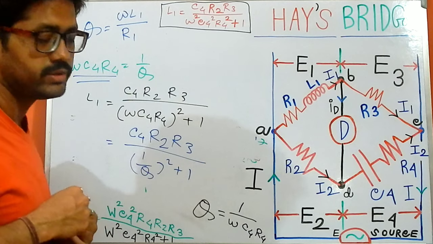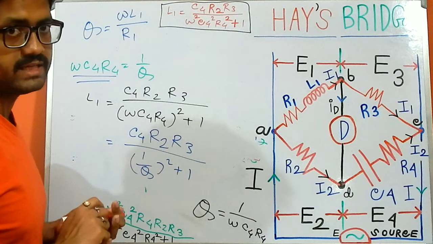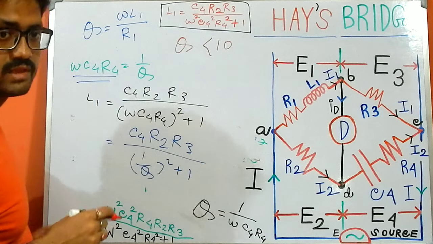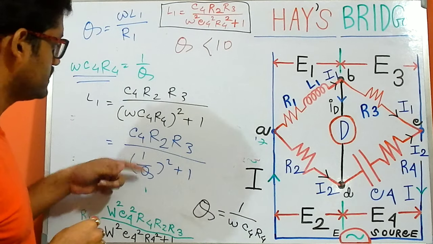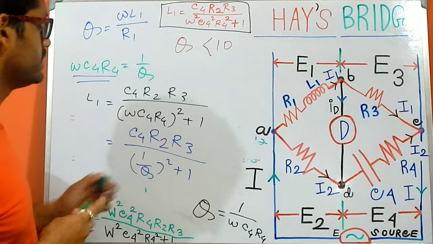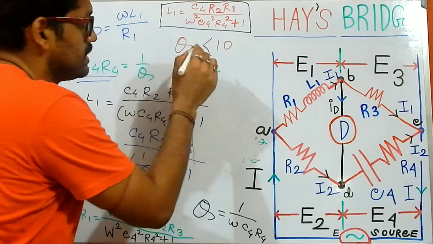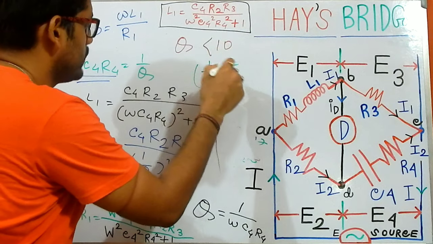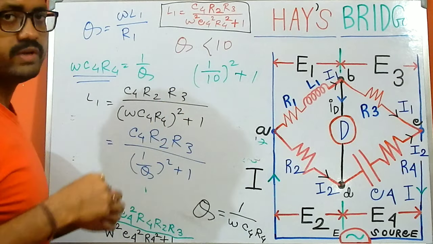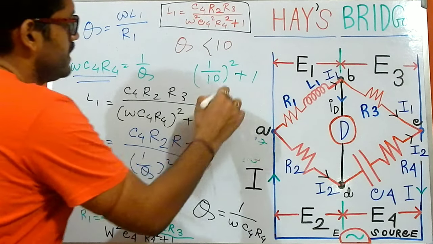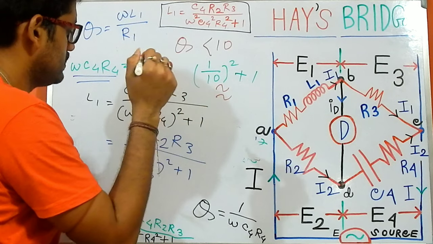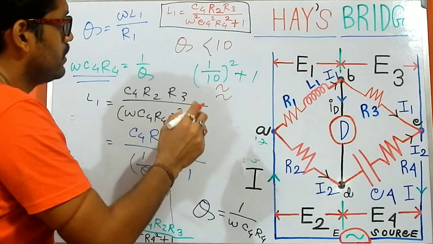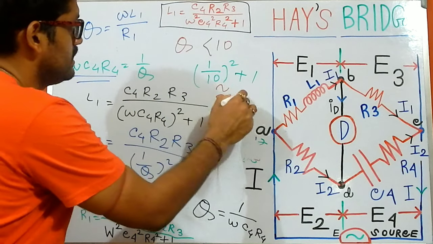And this bridge is very suitable for a Q factor greater than 10. So Q factor greater than 10. If I put this expression over here, just consider the denominator. If I consider the Q factor value as 10, this one is 1 by 10 square plus 1, which is very, very small. The denominator portion is very low, so instead of writing this 1 by Q square plus 1, I should write this as 1.